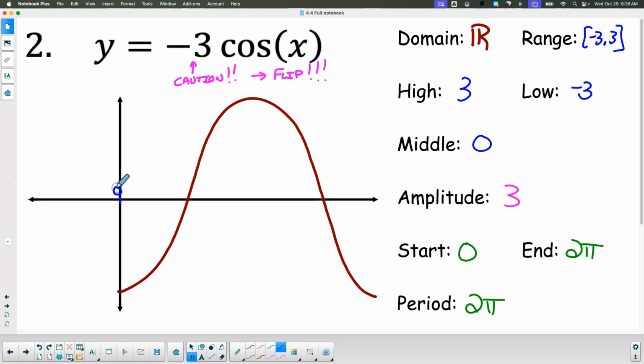Horizontally, it went from 0 to 2 pi. Halfway through would be pi. Halfway through would be pi over 2. Halfway through on the other side, 3 pi over 2. Low, -3. Middle, 0. Top, +3. Okay?